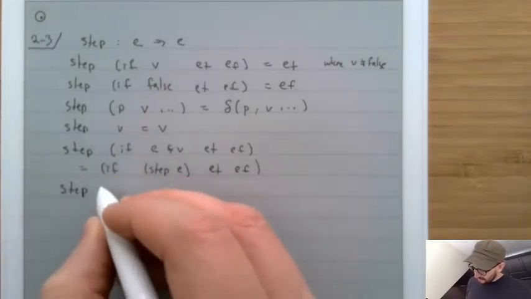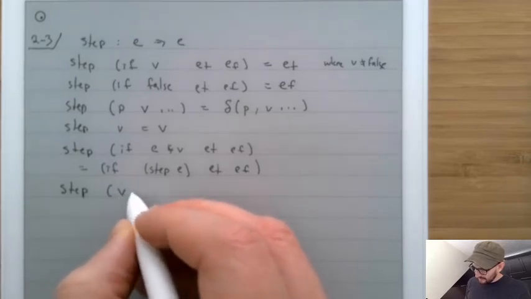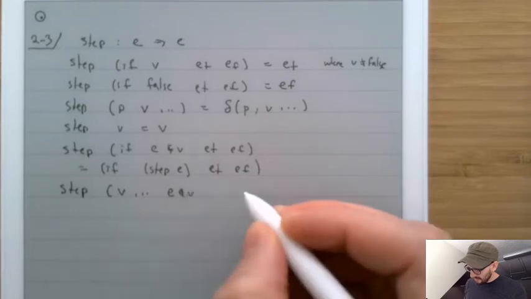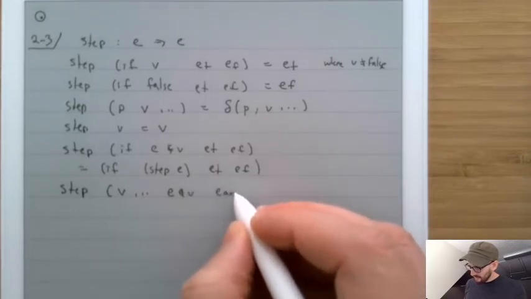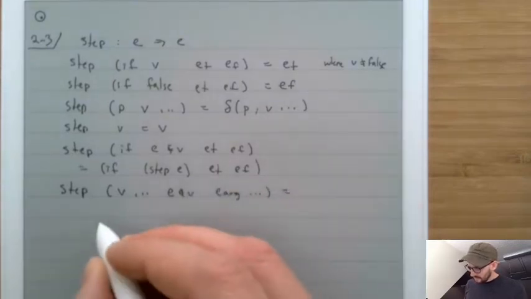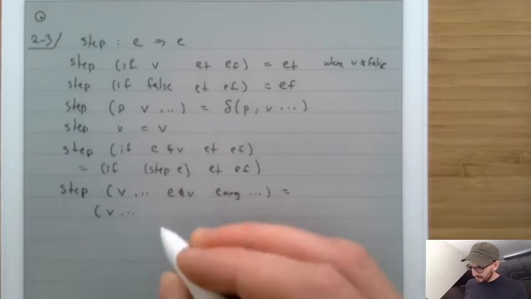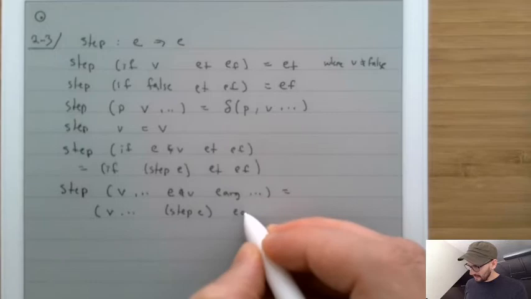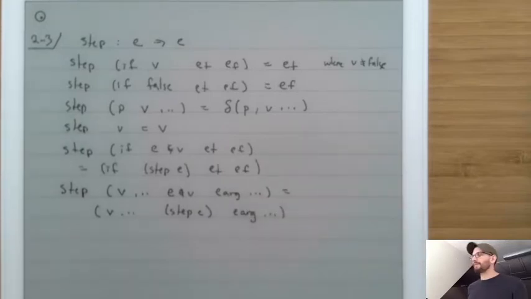If we call step and we have a sequence of values, and then we have one expression that's not a value, and then some more expressions, then that is equal to the same sequence of values, then we call step on E, and then we leave these args alone. Okay?